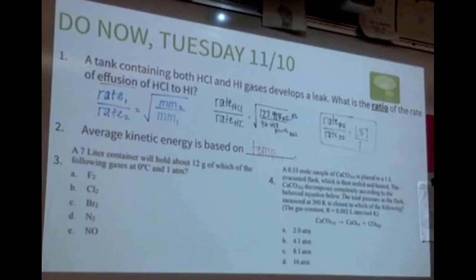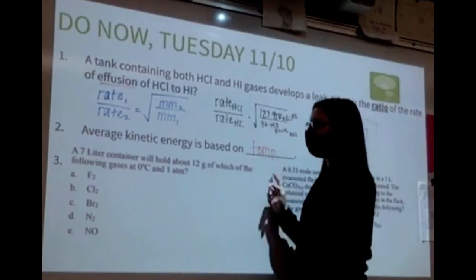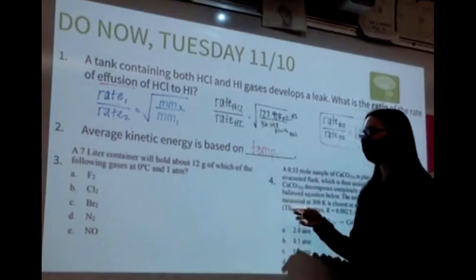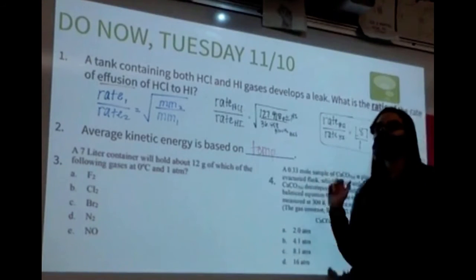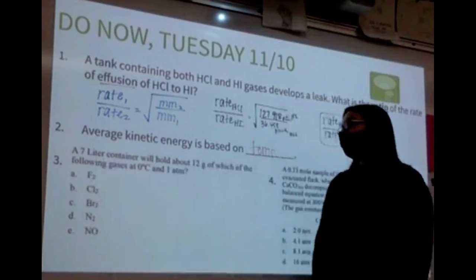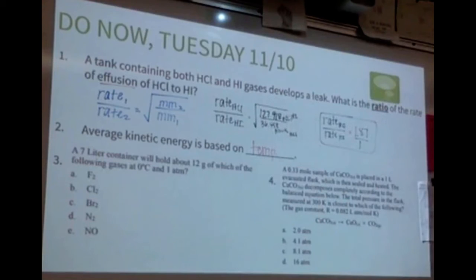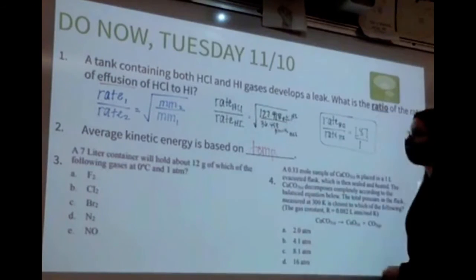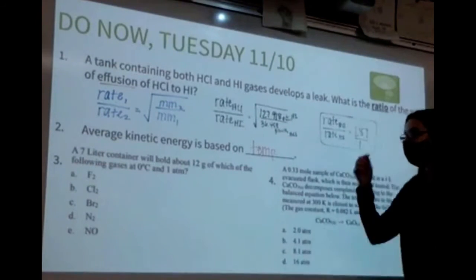So then 3 and 4, we get into some multiple choice questions, and you can tell that these are sample AP questions because the font is clearly changed, because I just took screenshots of these. So for number 3, a 7-liter container will hold about 12 grams of which of the following gases at 0 degrees Celsius and 1 atm.